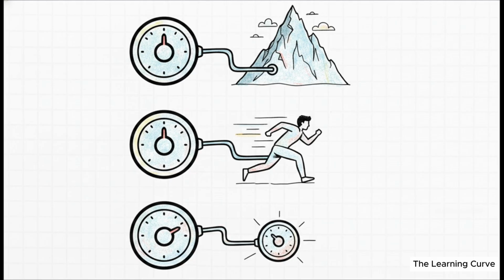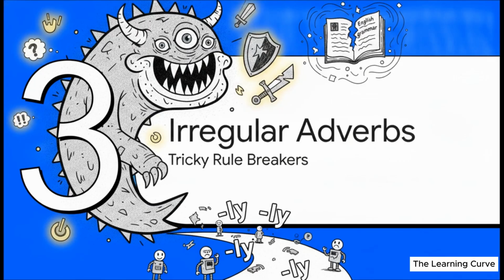So, he speaks softly becomes he speaks quite softly. You literally have the adverb quite sitting right there adjusting the dial on the adverb softly. It's amazing. Okay, here we go. Section 3, tricky irregular adverbs.